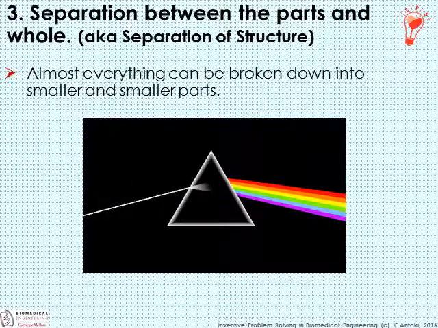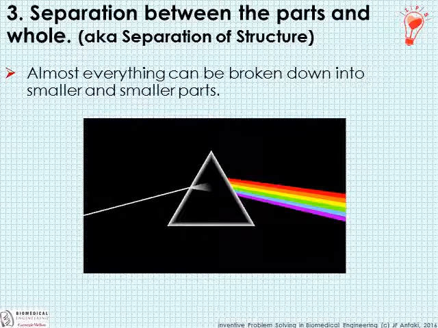The next separation principle is known as separation between the parts and the whole, or sometimes separation of structure. It's based on the premise that every system, almost everything, can be broken down into smaller and smaller parts. And once you recognize that, you can recognize that parts can be added or subtracted or altered in some way, so that the whole is greater than the sum of the parts or behaves differently than the sum of the parts.